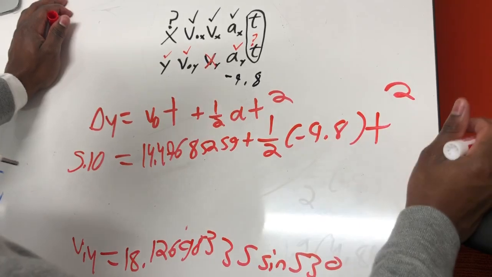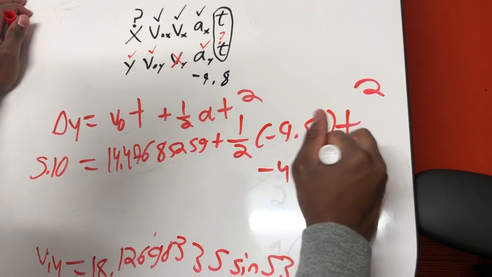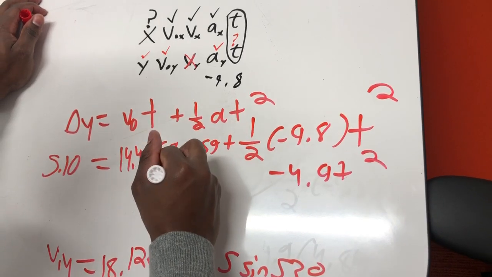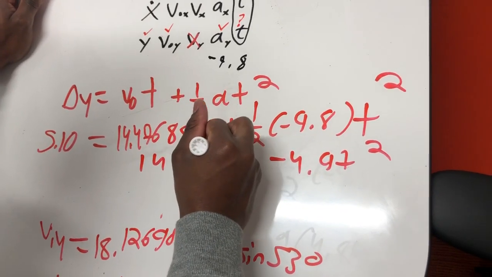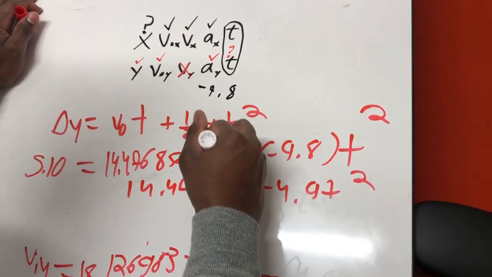So you don't know time. Yeah. And so it's negative 4.9 t squared. At this point, we're probably going to need to use the quadratic equation, or an online calculator or something. Oh yeah, because that is a t plus 5.10.